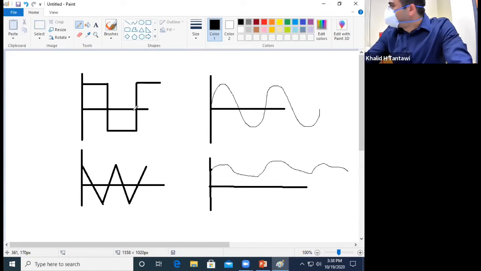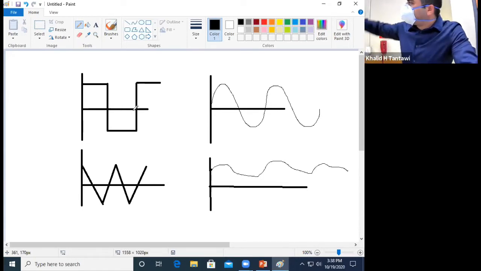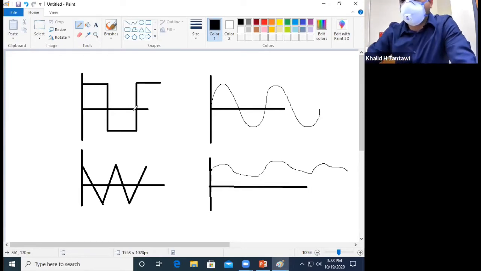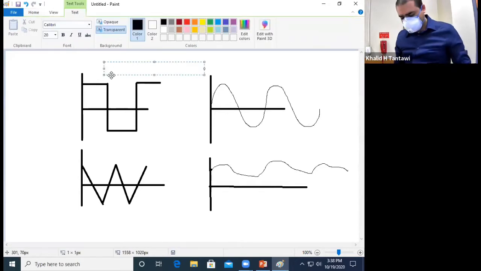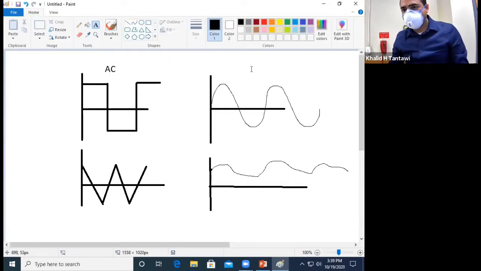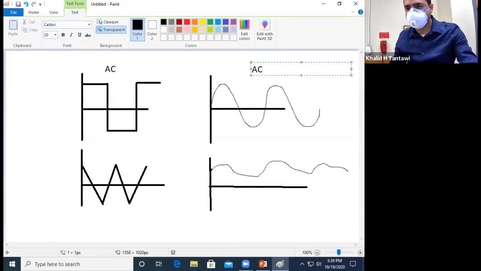So the first one, because there's a positive square and a negative square, the average is going to be 0. The second one is a sinusoidal wave, which is also AC. So this is AC, and this here is also AC.